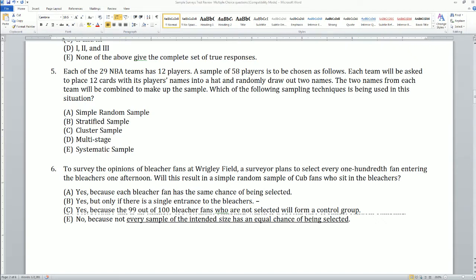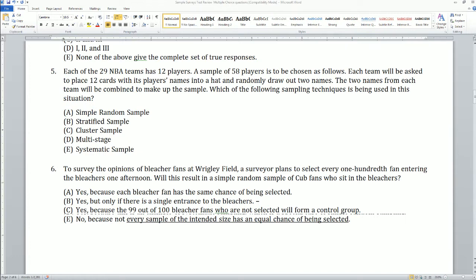Why do you say A? Because it's talking about everyone who walks in through the field, and it's using 100th fan. Okay. So they don't know who the 100th fan is. Yeah, no, but how is that SRS though? How is that simply random?